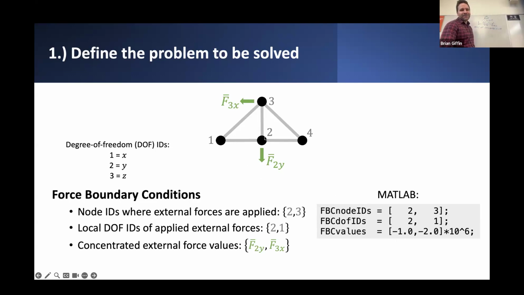So I can say node 2 has a force in the y direction. So node 2, force in the second global coordinate direction, and it has a minus 1 meganewton, let's say. So acting downward.